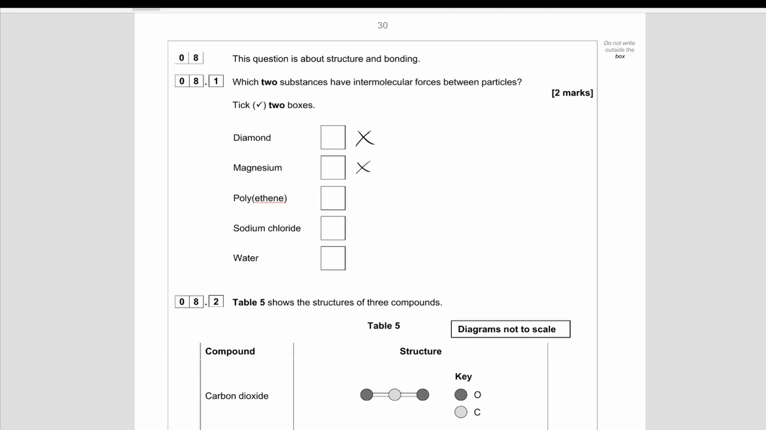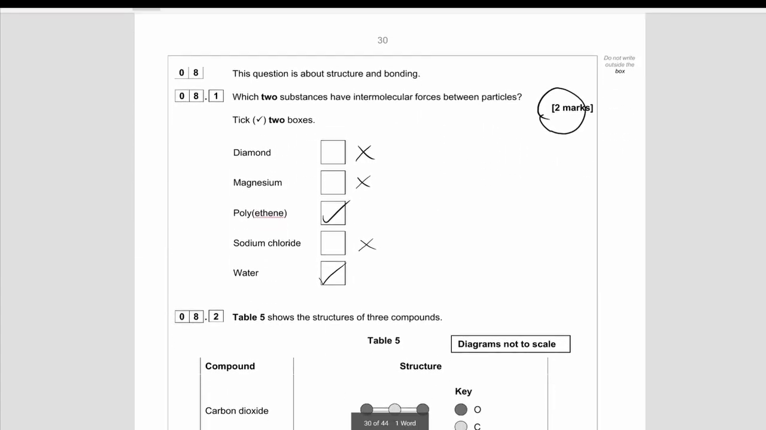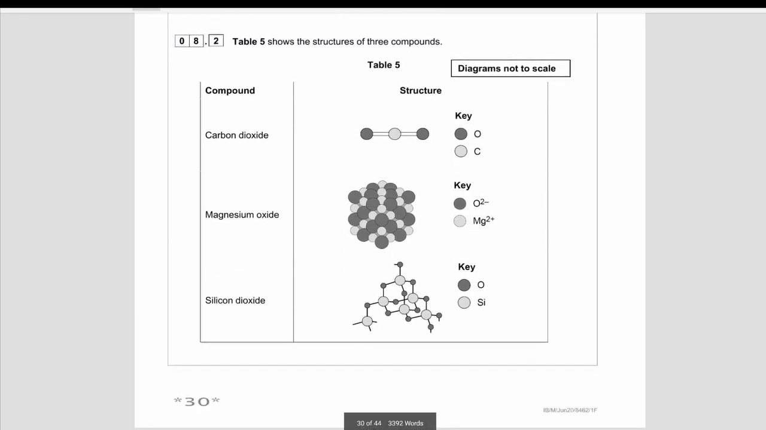Polyethene is a polymer, so it's actually a very long chain of ethene molecules joined together, and this means it's going to be lots of long chain molecules near each other, so it will have intermolecular forces. We know ethene is covalent, and that's going to tell us that as well. We have sodium chloride, which is a metal and a non-metal. That's ionic, and that means it's going to be electrostatic force of attraction, not intermolecular forces. And we have water, which is also going to be a small molecule as well. I knew there were going to be 2 answers here because, again, it's worth 2 marks, and also tick 2 boxes.